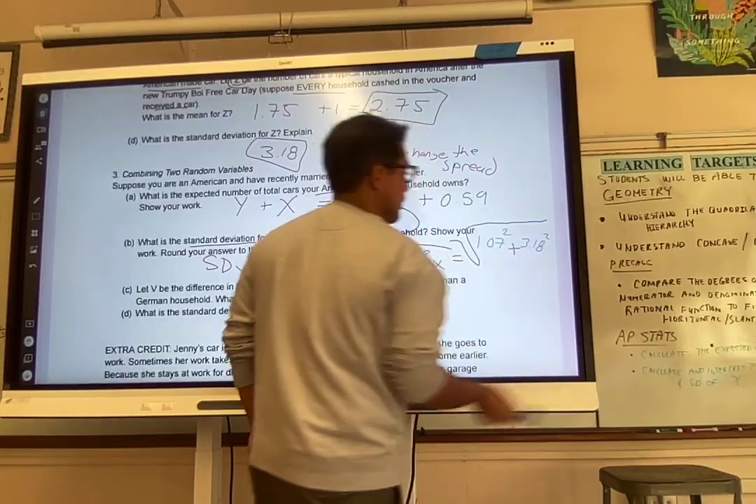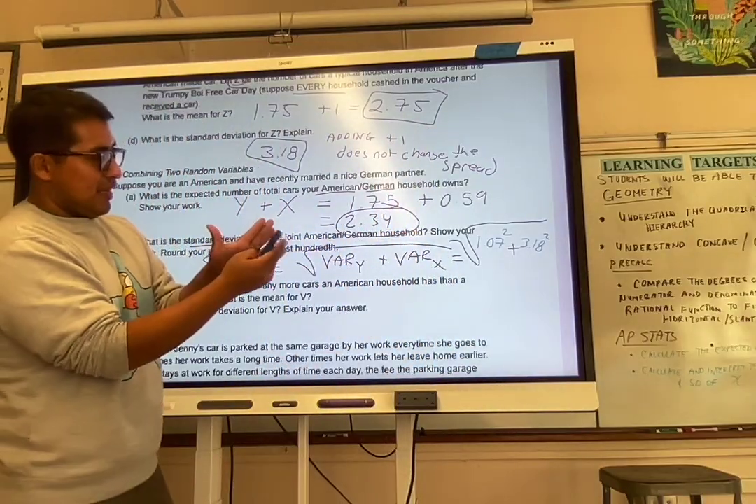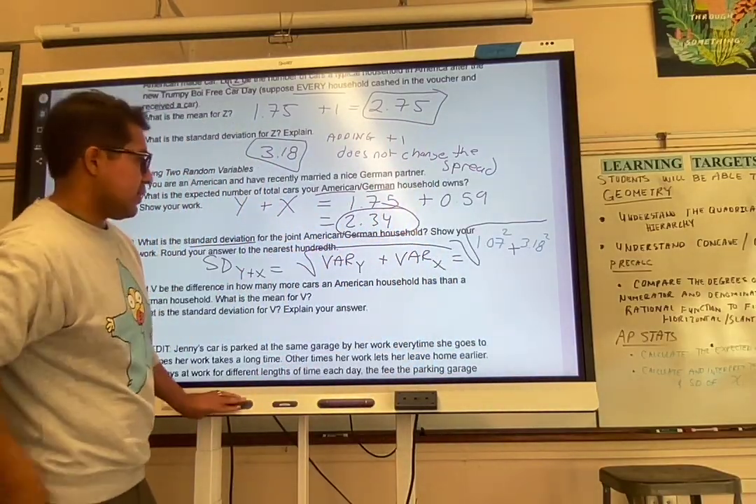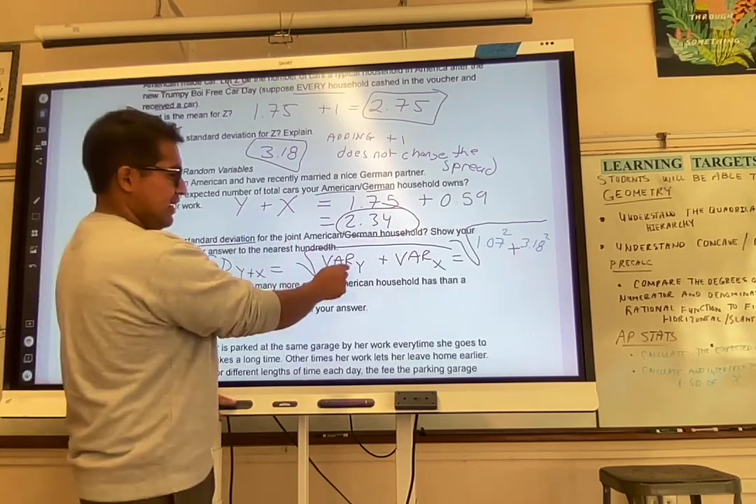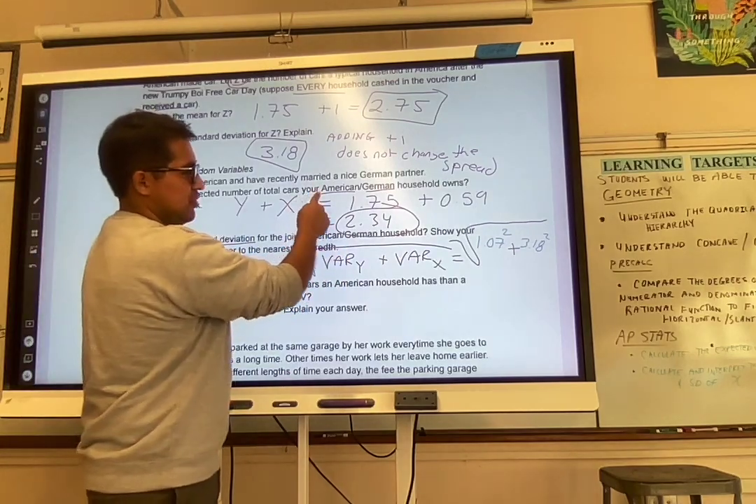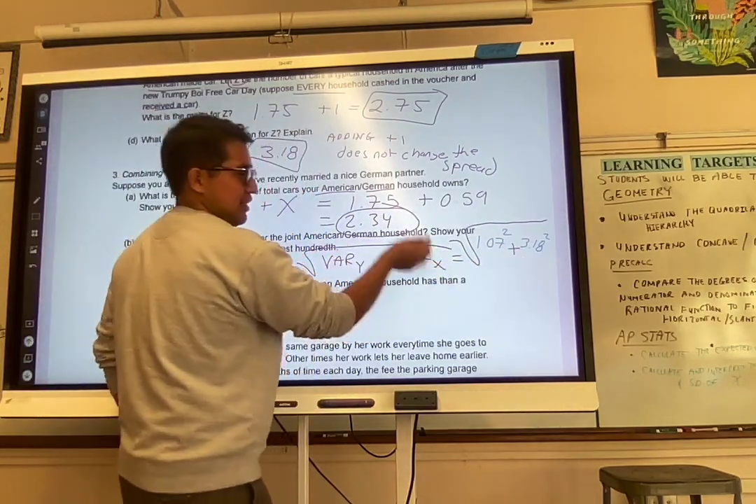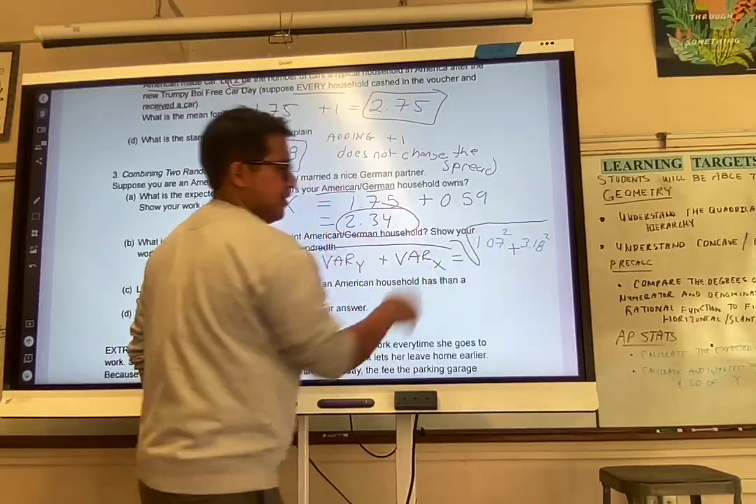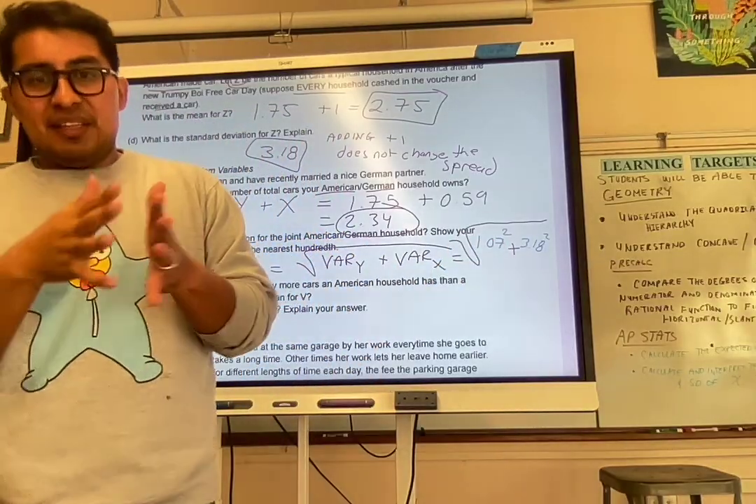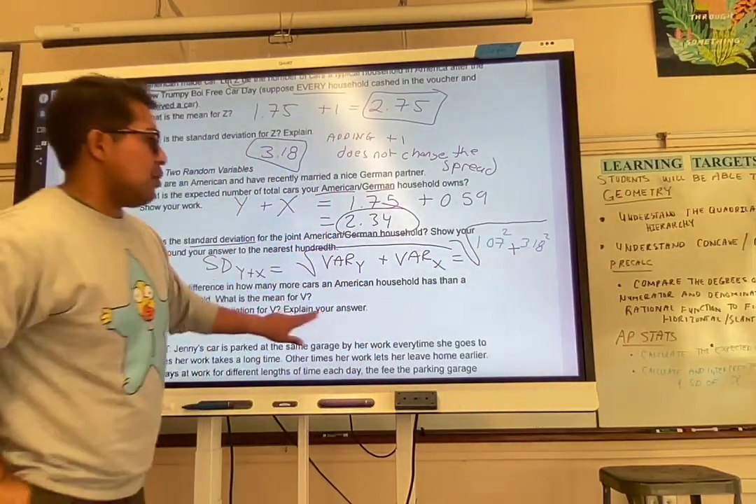And so we'll square that, okay? And then we'll add them together and then do the big square root. And I think I misspoke. Y is American household, so that's actually the bigger one. And then X is German household, that's the 1.07. But luckily for us, because we're adding them, it really won't matter, okay?